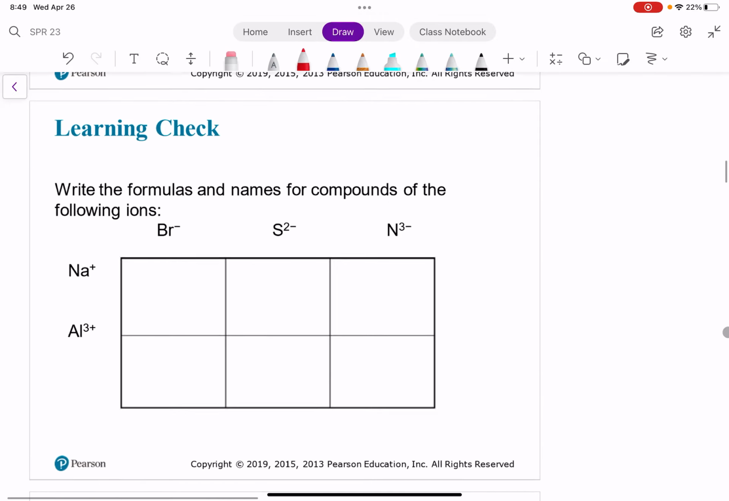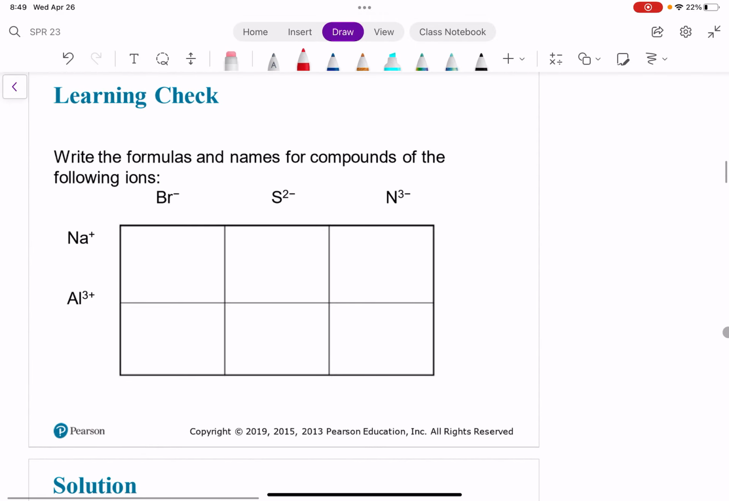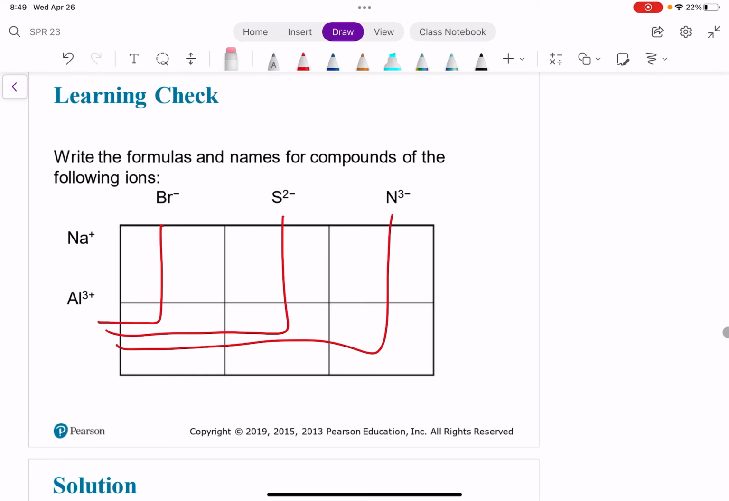All right, so let's do a learning check. Write the formulas and the names for the compounds of the following ions. Na with Br, S, and N. And then you'll do aluminum and bromine, aluminum and sulfur, aluminum and nitrogen. Okay, try it out, pause the video, see what you get.